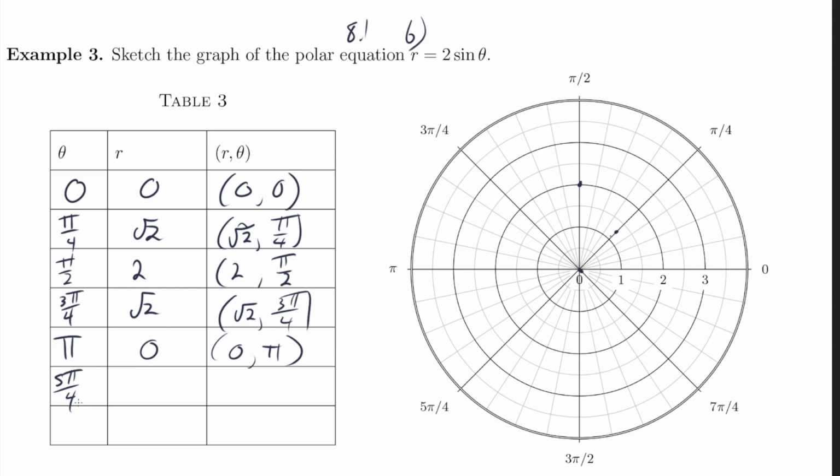Now if I'm at 5 pi over 4, I'm at negative square root of 2, right? And so let's go and write that negative square root of 2, because this is negative square root 2 over 2 times 2, which will give us negative square root of 2, and then this will be 5 pi over 4. And let me show you what's happening here.